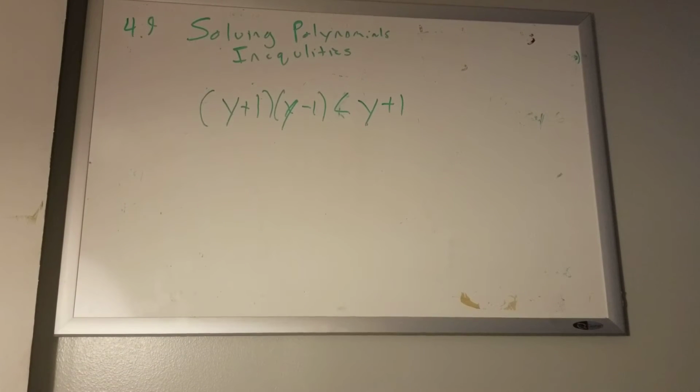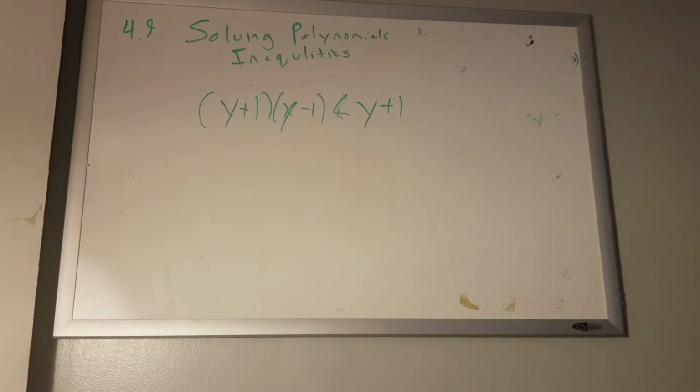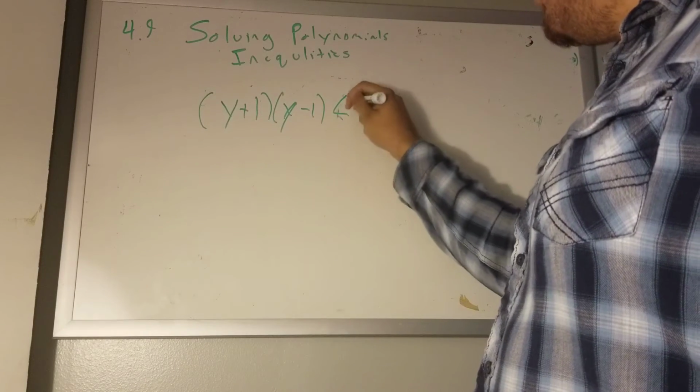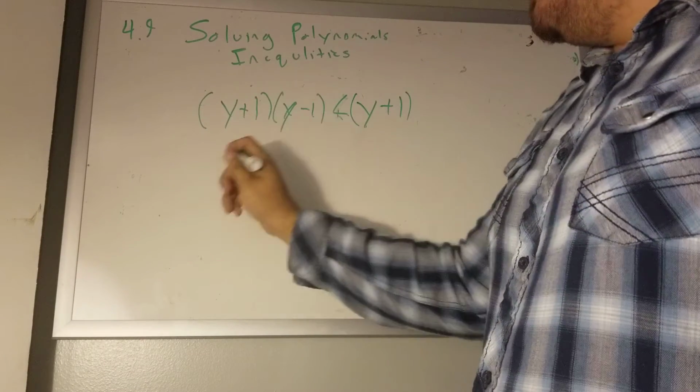So here's the next one. It's a bit tricky. Notice how it doesn't equal 0 right away. So we're going to have to do something about that. But first, I see this and this. I'm going to subtract this part right here to make it equal 0.